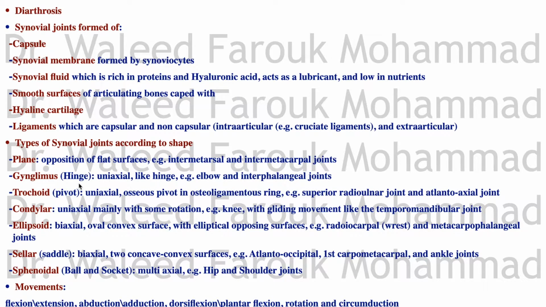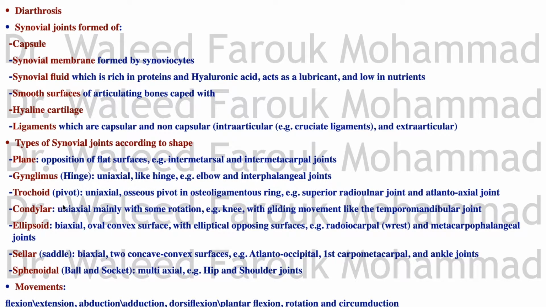Ginglymus or hinge joints are uniaxial. They act like a hinge. Uniaxial means not the movement, but the axis of the joint. It has only one axis. In the case of the elbow, for example, it has a transverse axis around which the elbow flexes and extends. So there are two movements around one axis. Okay? Examples are the elbow joints and the interphalangeal joints, the joints between the phalanges.